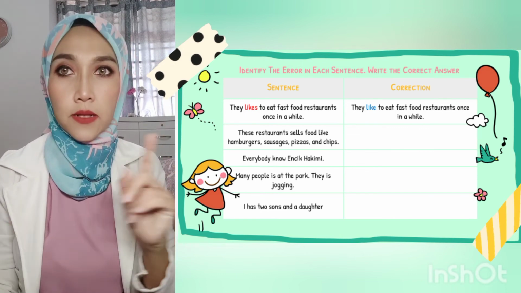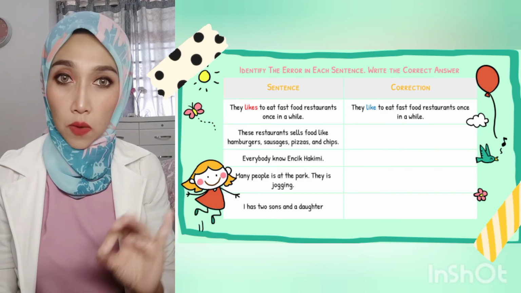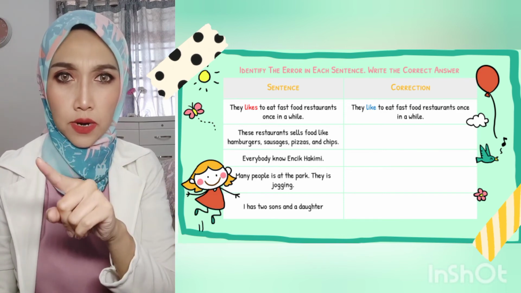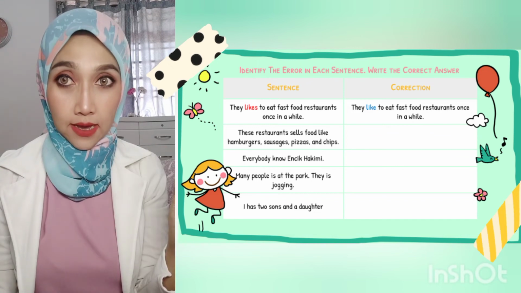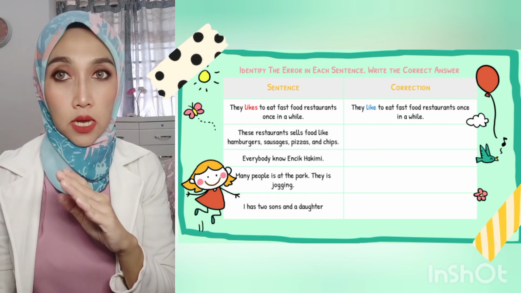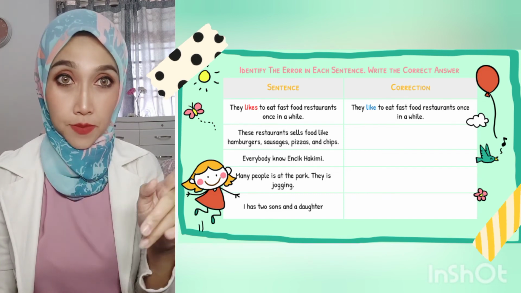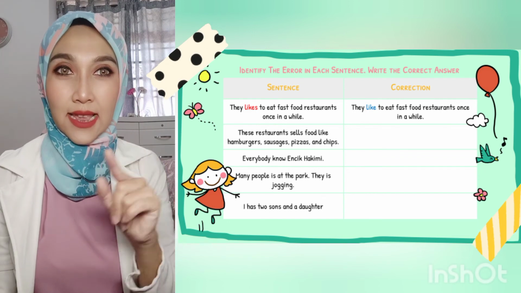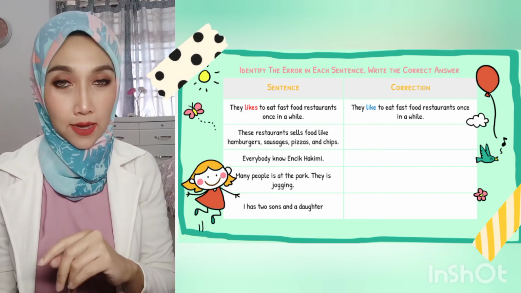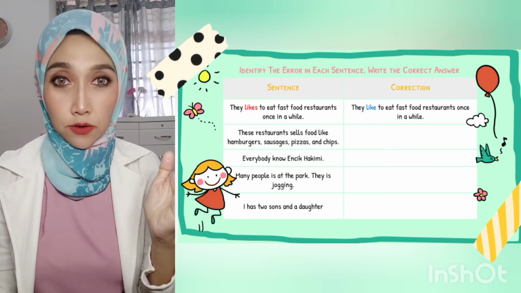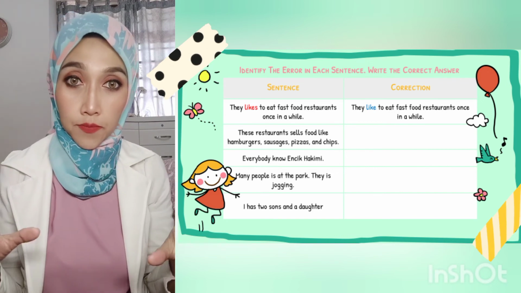For example, "They likes to eat fast food restaurants once in a while." You see the red word here is wrong, because "they" is a plural subject, so it should be followed by plural verbs. The correction here: "They like", no S, "they like to eat fast food restaurants once in a while." Simple. So I want you to continue this exercise and copy this in your exercise book.